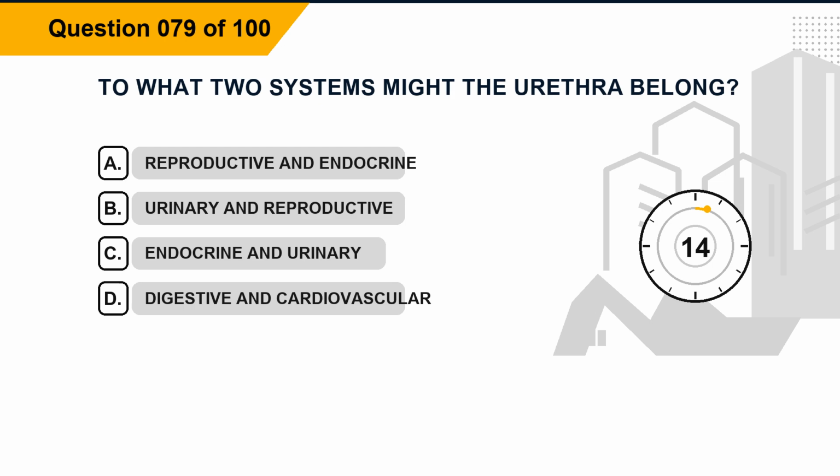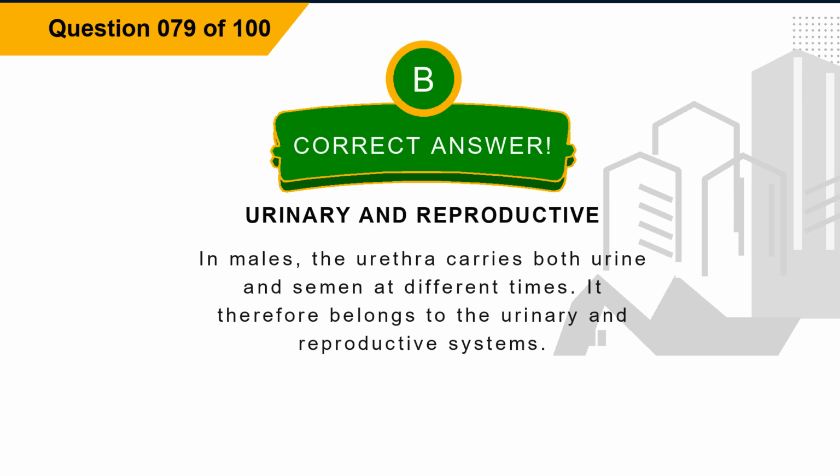Question 79. To what two systems might the urethra belong? Option A, reproductive and endocrine. Option B, urinary and reproductive. Option C, endocrine and urinary. Option D, digestive and cardiovascular. The correct answer is option B, urinary and reproductive. Explanation: in males, the urethra carries both urine and semen at different times. It therefore belongs to the urinary and reproductive systems.